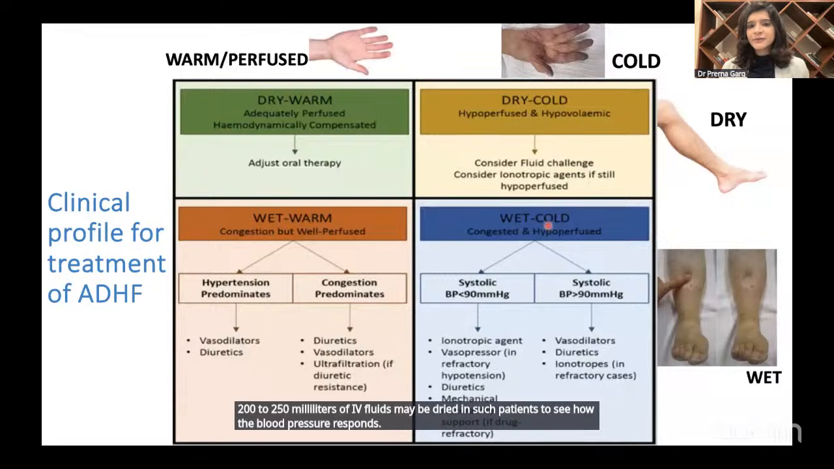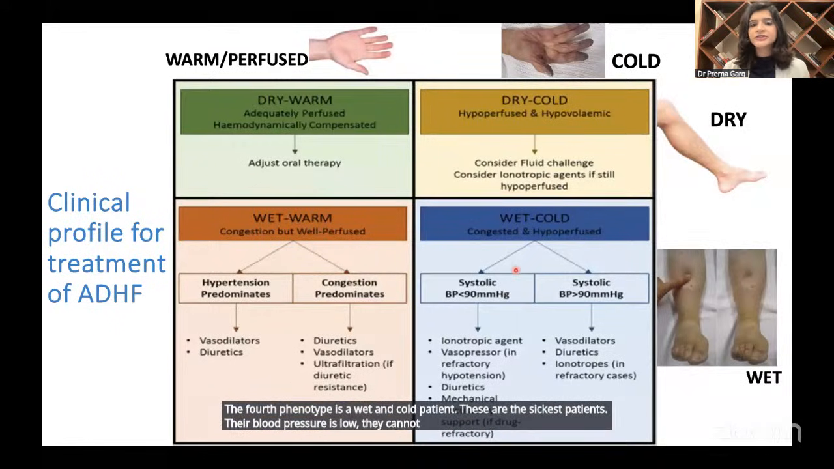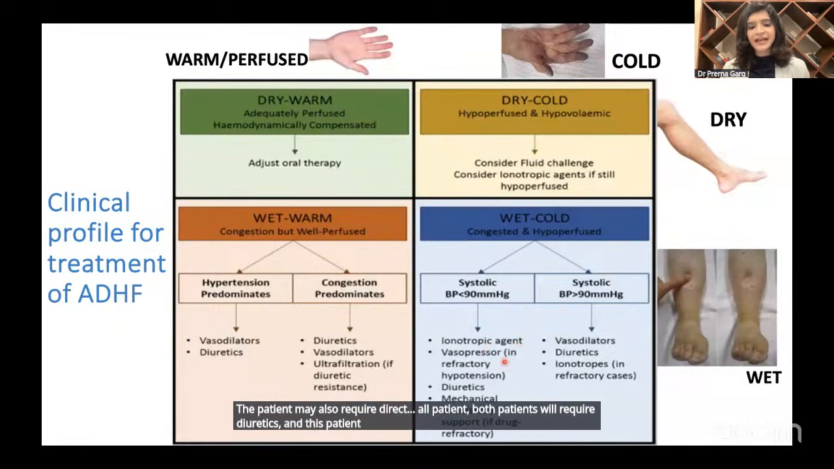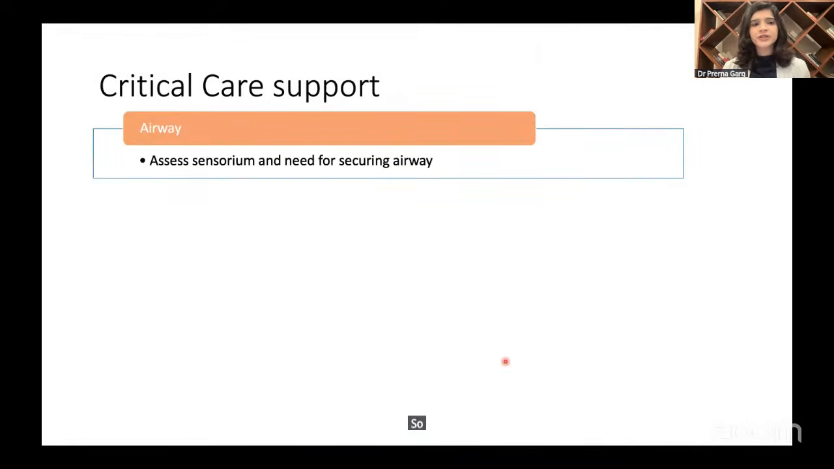The fourth phenotype is a wet and cold patient. These are the sickest patients. Their blood pressure is low. They cannot breathe because they have lots of creps in their lungs, and they are fully congested. They have extreme peripheral edema. So if the blood pressure is very low, the systolic BP is less than 90, then the patient needs to be started on an inotropic agent. Both patients will require diuretics, and this patient may also require mechanical circulatory support and critical care. So what is critical care support? ABC, airway, breathing, circulation.